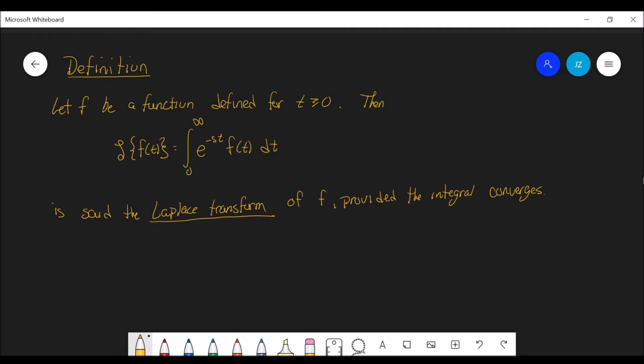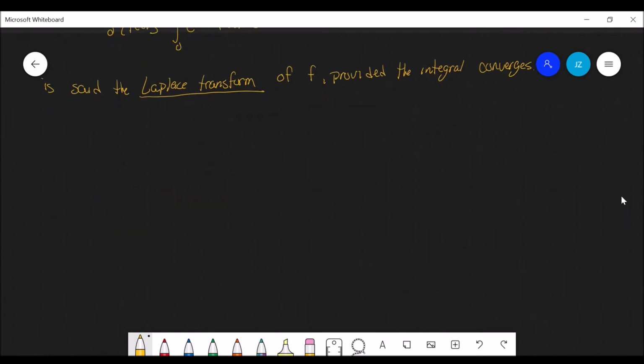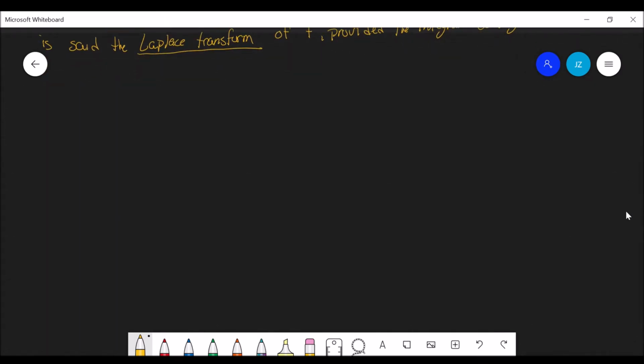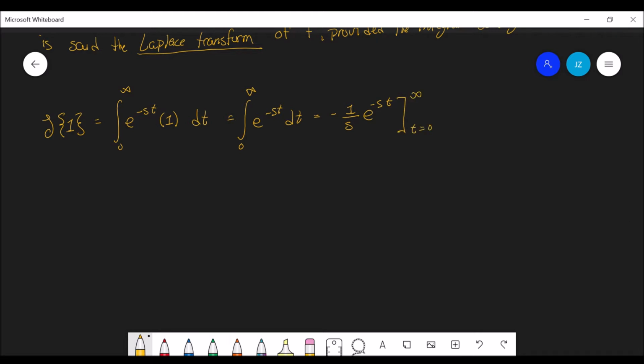We will now calculate some Laplace transforms. So let's look at the Laplace transform of 1. By definition, this is the integral from 0 to infinity of e to the negative st times 1 dt, which is just the integral from 0 to infinity of e to the negative st dt, which is negative 1 over s e to the negative st evaluated for t equals 0 to infinity.